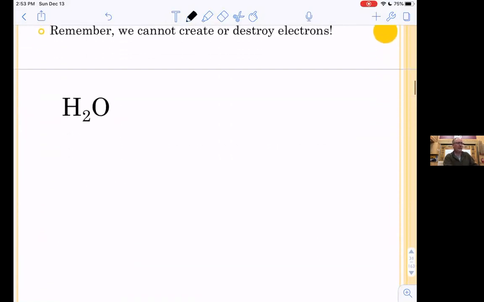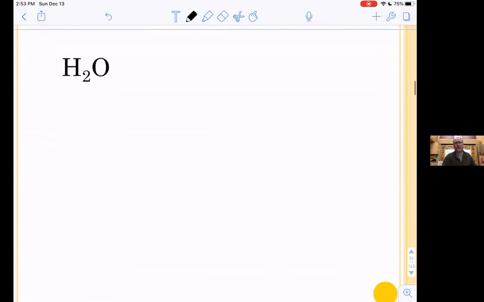Okay, so let's do an example. The first thing on that list was to add up the number of electrons from each of the atoms. Valence electrons is what we work with, not total electrons, but total number of valence electrons. Hydrogen is in column 1. So from one hydrogen, we have 1 electron. From the other hydrogen, we have 1 electron. And from oxygen, we have 6 electrons. So that's a total of 8 valence electrons available.